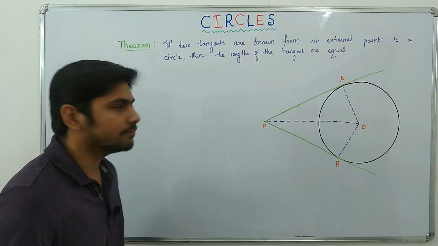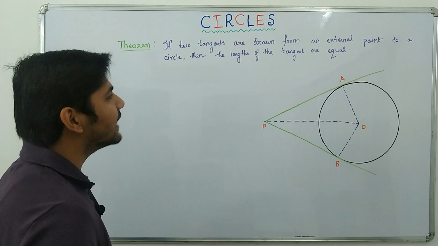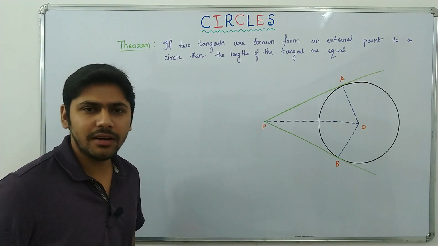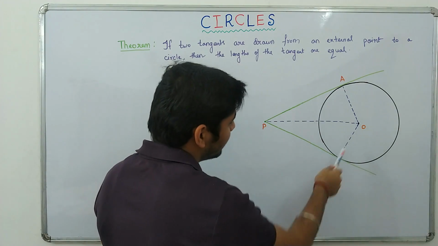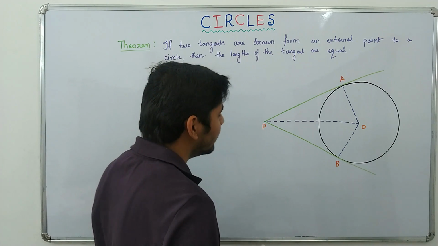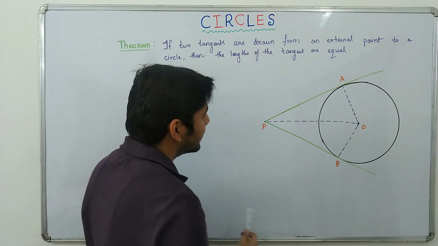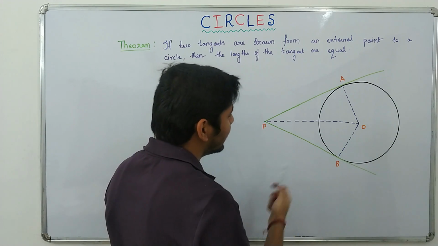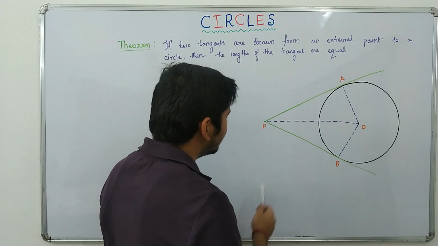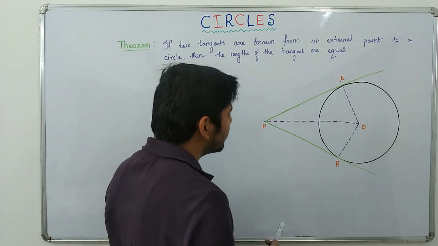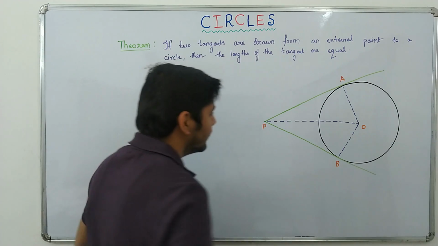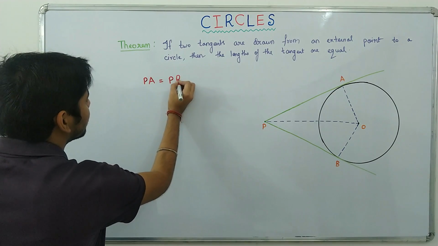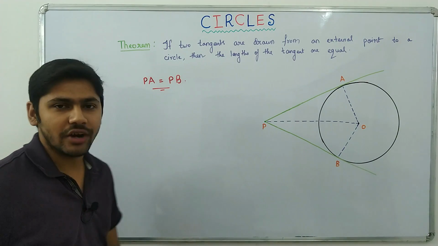Moving on to the second theorem. If two tangents are drawn from an external point to a circle, then the lengths of the tangents are equal. It's very simple. Say we have a circle and two tangents are drawn to the circle from the same external point P. Then we get PA as the tangent to the circle and PB also a tangent to the circle. According to the theorem, the length of PA will be equal to the length of PB. So this is what this theorem is trying to say.